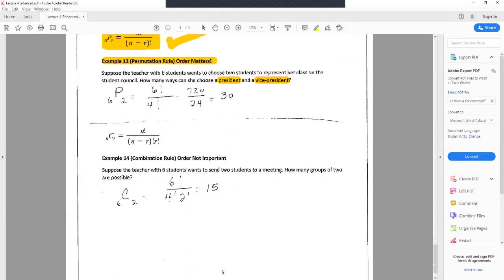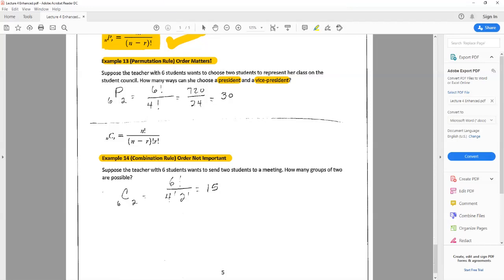And finally, we have a combination rule that we use when order is not important. Suppose a teacher with 6 students wants to send 2 students to a meeting. How many groups of 2 are possible? Well, here the order doesn't really matter, right? She just wants 2 students to go down and participate in a meeting. She's not assigning a role to these students.